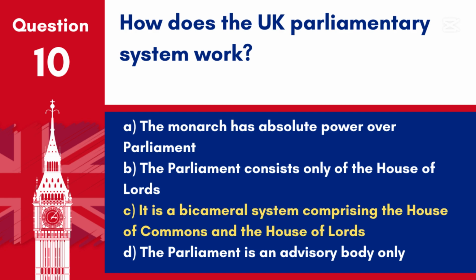Answer: C. It is a bicameral system comprising the House of Commons and the House of Lords. The UK Parliament operates under a bicameral system where the House of Commons holds primary legislative power and the House of Lords acts as a revising chamber.